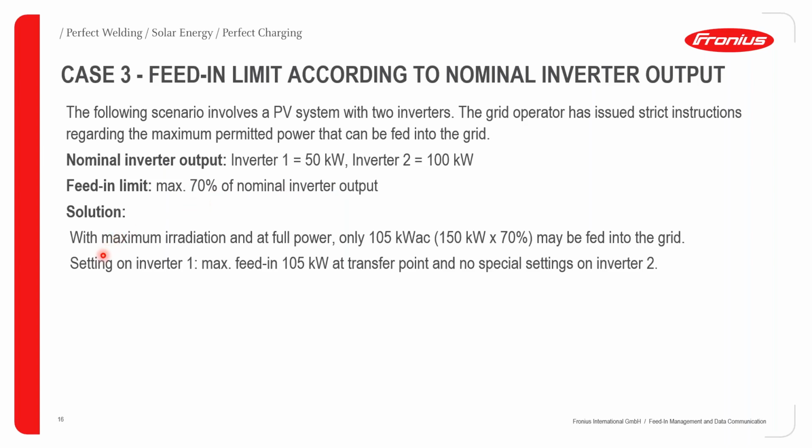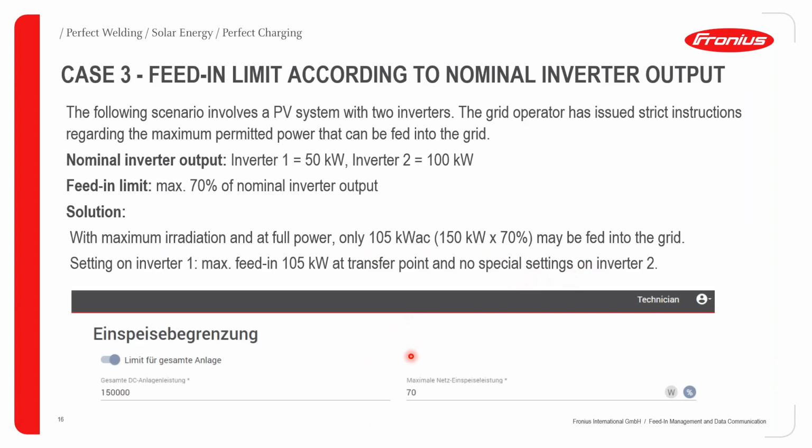And the solution to this would involve, similarly to case 2, that with the maximum irradiation and at full power, only 105 kilowatts should be fed into the grid. So in this case, the maximum feed-in setting of 105 kilowatts will be effected on inverter 1, and no special settings on inverter 2, as can also be seen, similar to the previous example, in this case according to the nominal inverter output.